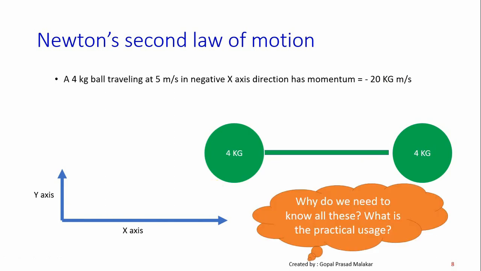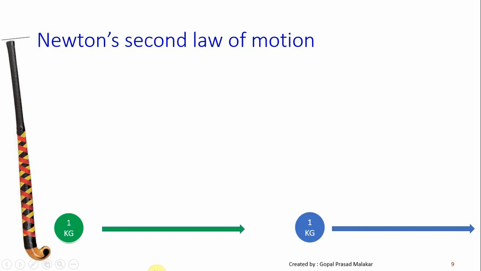But why do we need to know all these things? A question comes: why do we need to know momentum, what's the practical usage? So let me explain the practical usage. So this is a hockey stick, these are the balls. Now understand one by one what happens.